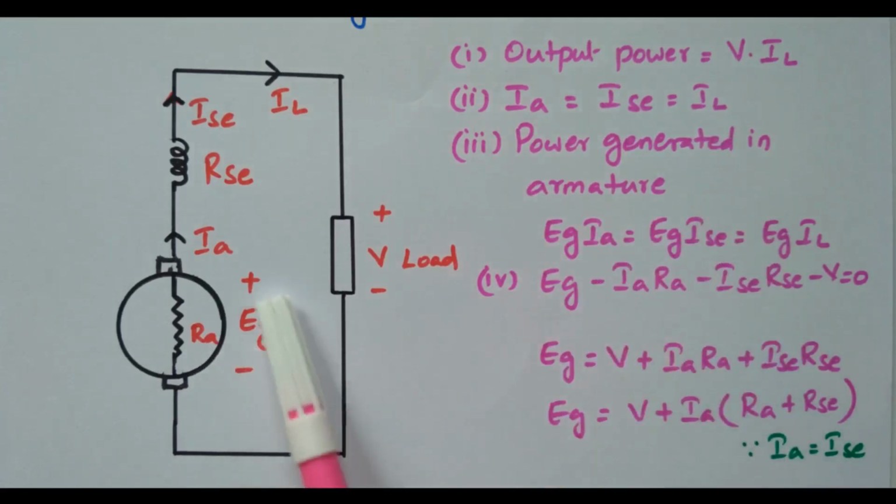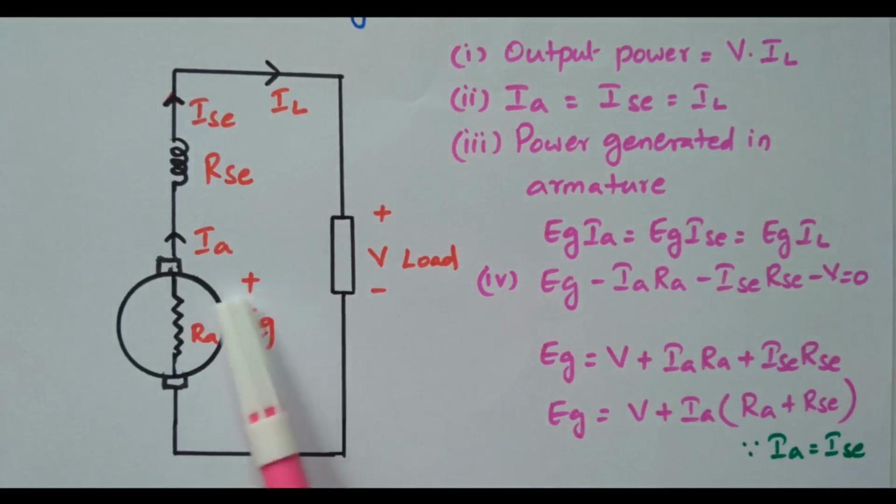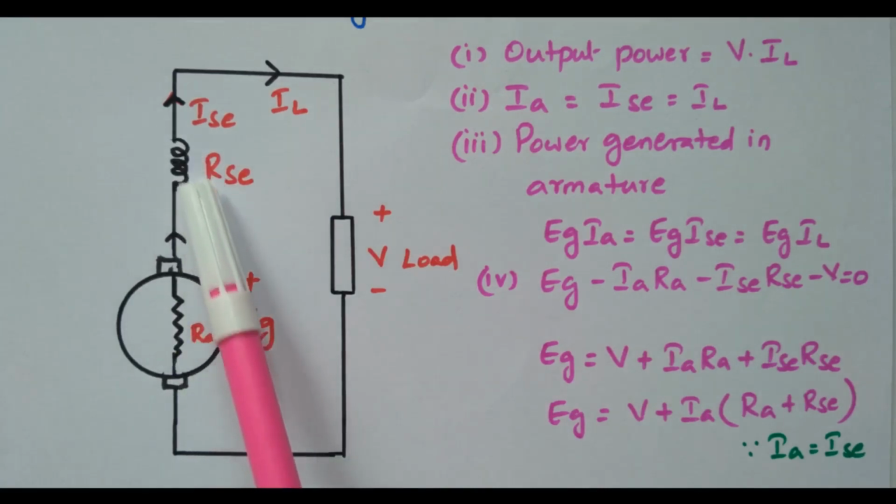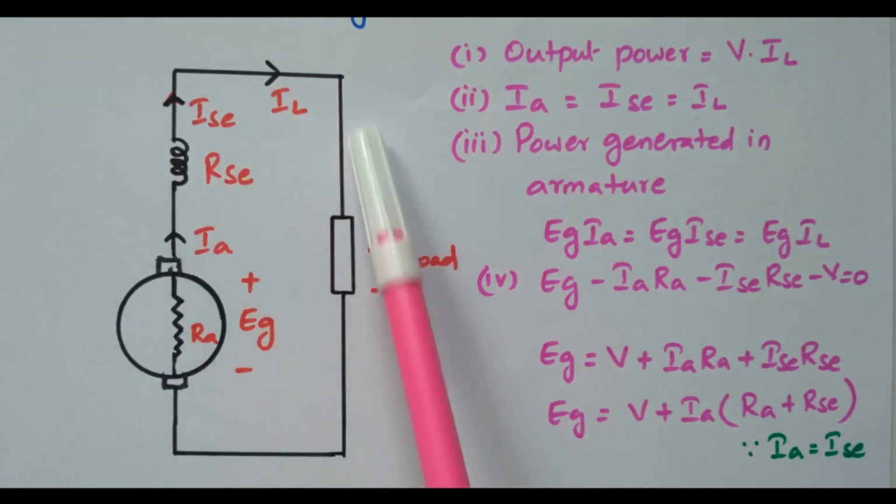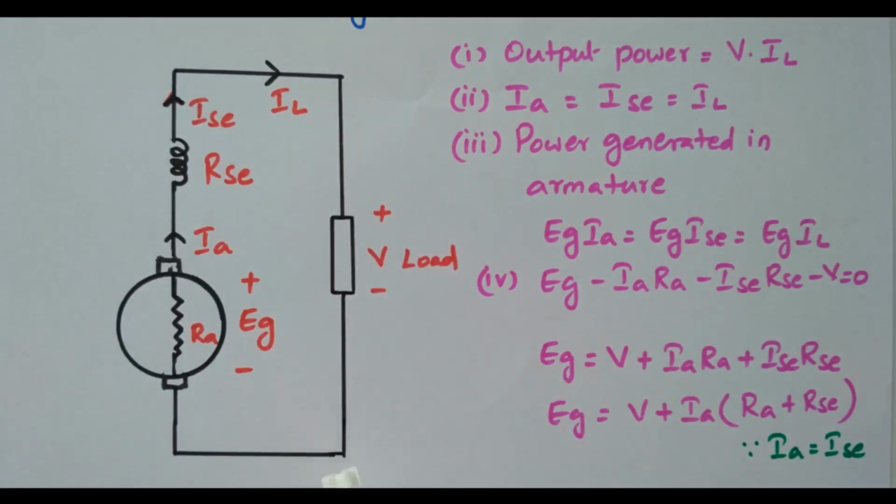So the generated EMF is Eg, right? Some of the voltage will be dropped across the armature resistance and also across the series field resistance. The balance will be available at the load terminal. So that is very important. The voltage generated inside the armature, Eg, after the drop across armature resistance and series field resistance, the balance will be available at the load terminal, right? So that is given here. EgIa equal to EgISE plus Eg into IL. All are the same because the current is equal.